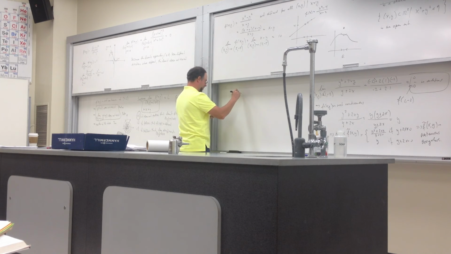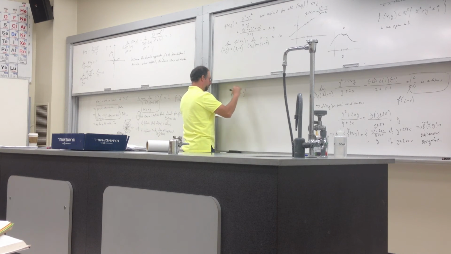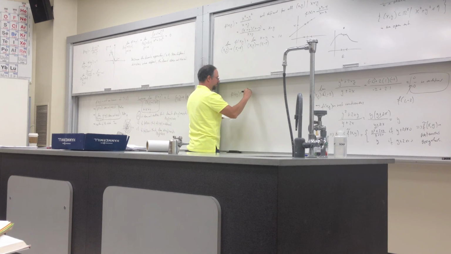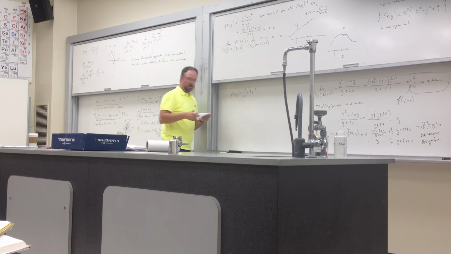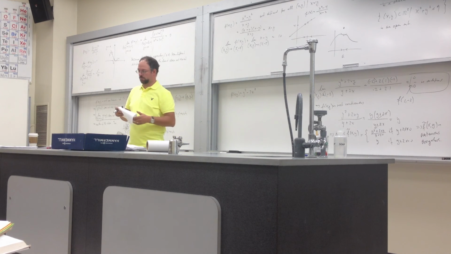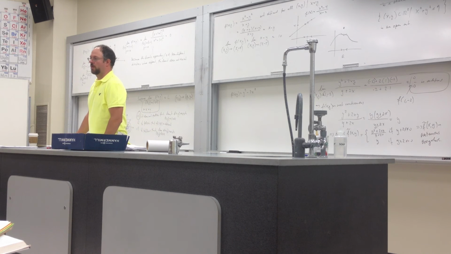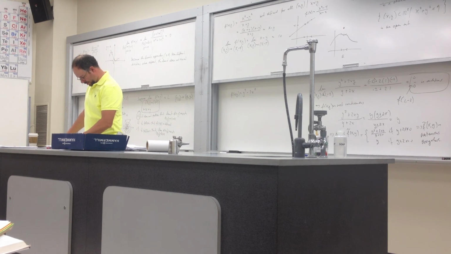f of x and y is equal to y to the power of 4 minus 3x to the power of 8. It is continuous where? Where is everyone continuous? Everywhere, right? I mean, it's a polynomial. So all polynomials are going to be continuous.